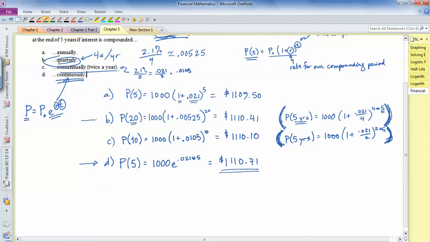And you can see the continuously compounded interest gets you the most money. And then the more frequently you compound, the more money you get. This was the second most frequent, this one was the third most frequent, and this was just once a year.